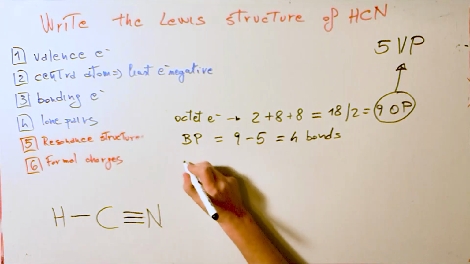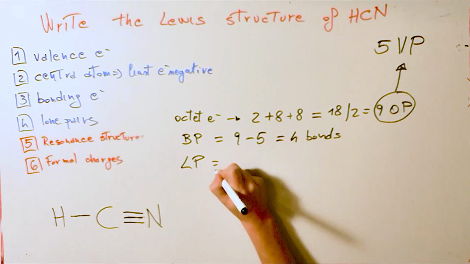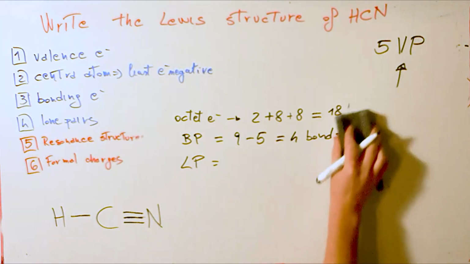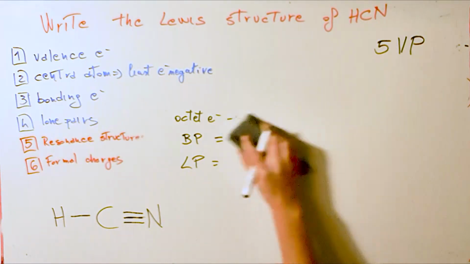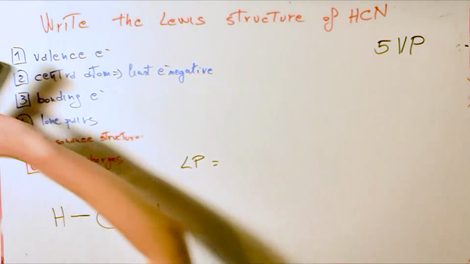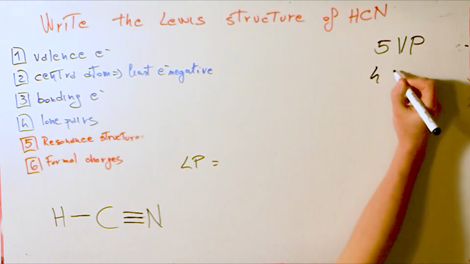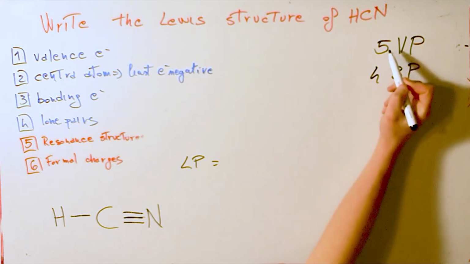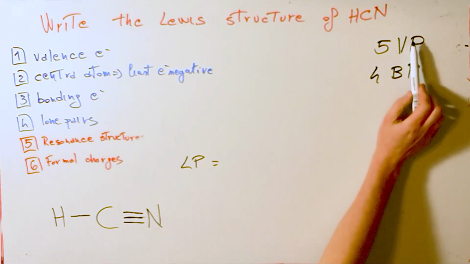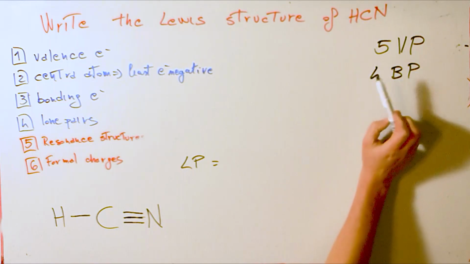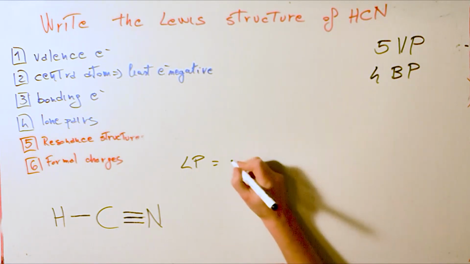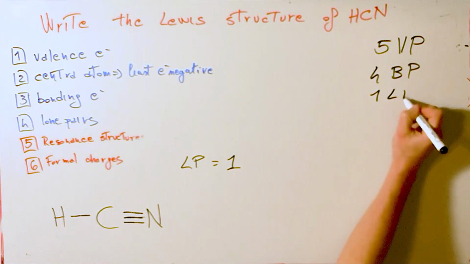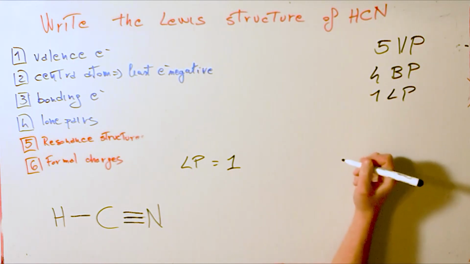Let's go to lone pairs. How many lone pairs do I have? It's simple because, if we write here 4 bonds, lone pairs are equal to the difference between valence pairs and bonding pairs, which will be equal to 1. So actually I have only one lone pair in this molecule.